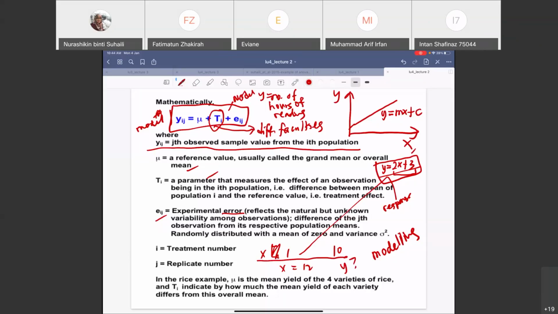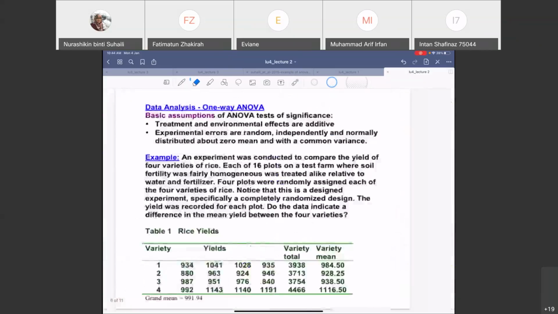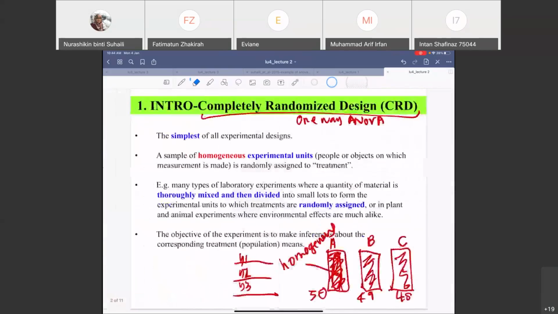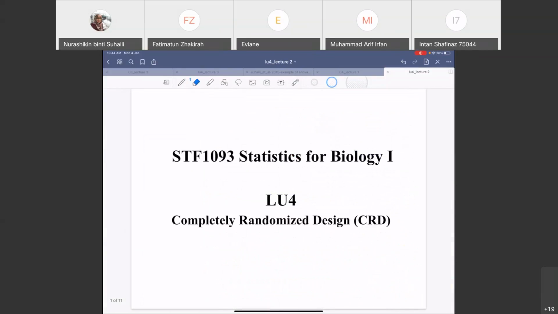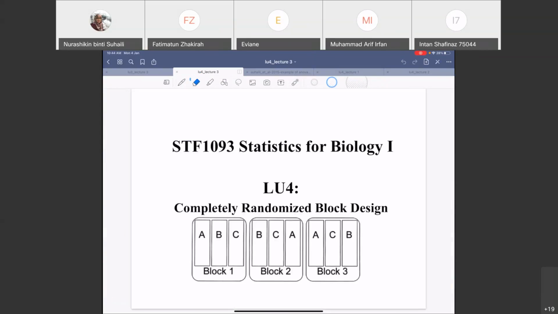So it helps in predicting, in forecasting the points beyond the data actually. Okay, so that's the importance of models, and that is what completely randomized design is all about. Okay, any question on this? Okay, I'll just move to the last part, just to finish things.